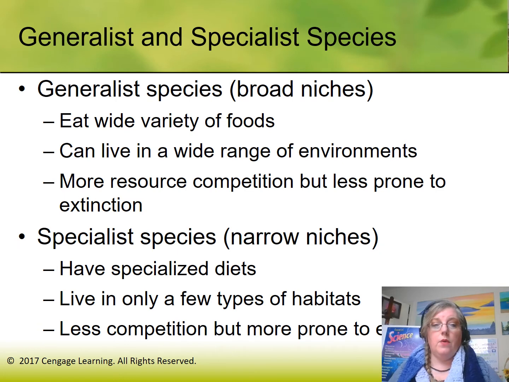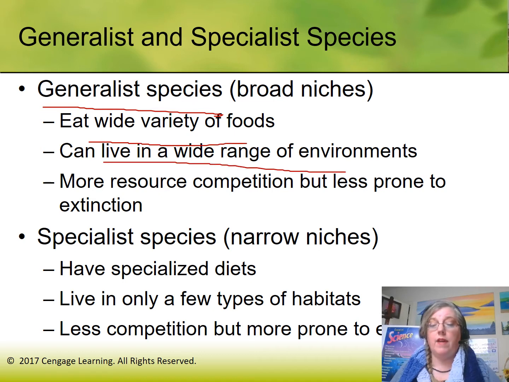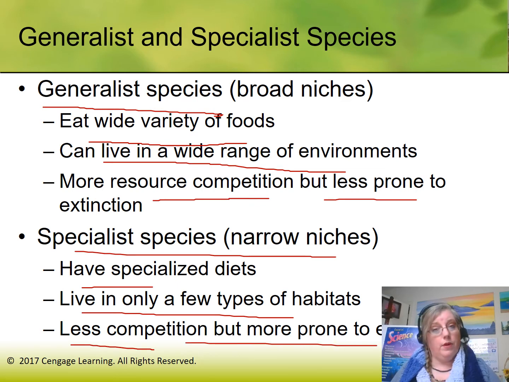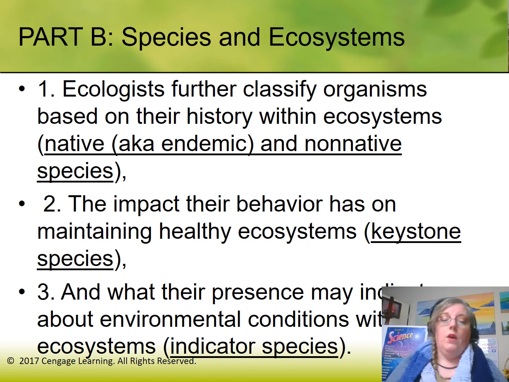All right, so the recap: the generalists have broad niches, going to eat a wide variety of food, live in a wide variety of environments, and have a lot more competition but are less prone to extinction. The specialists live in narrow niches. They have very specialized diets, live only in a few types of habitats, a lot less competition, but more prone to extinction when the environment changes.